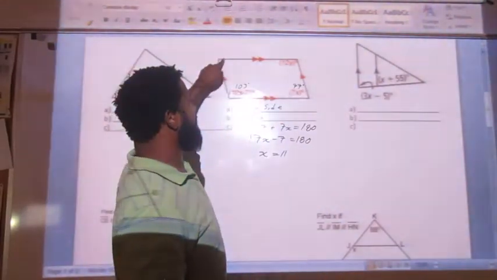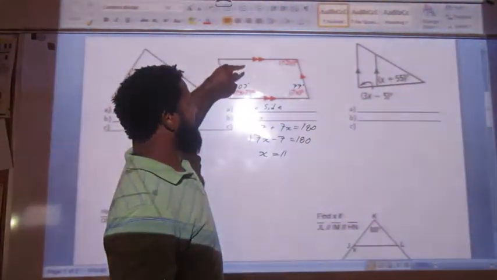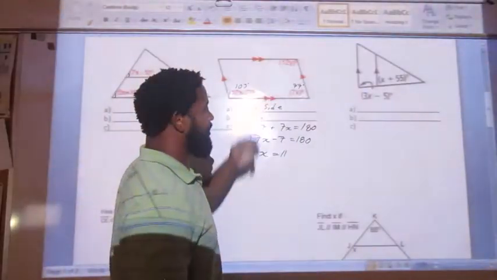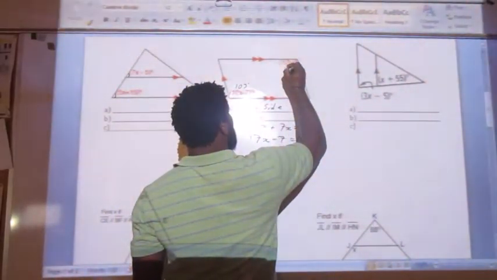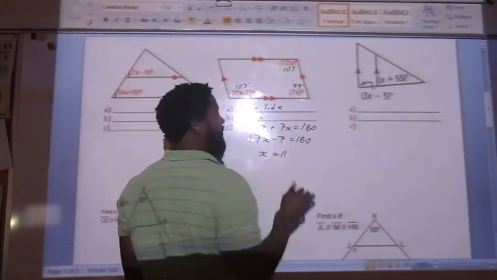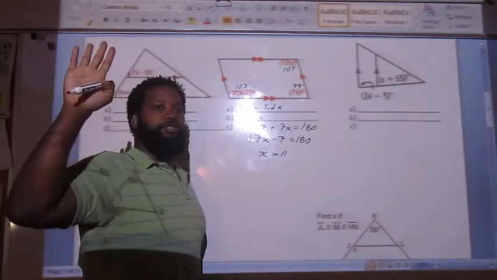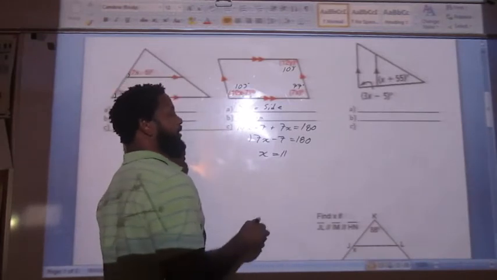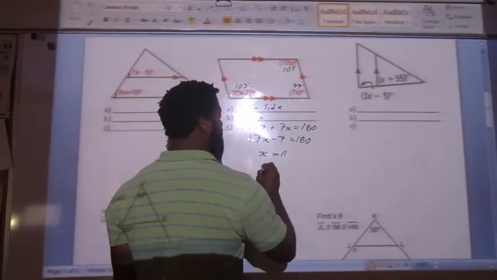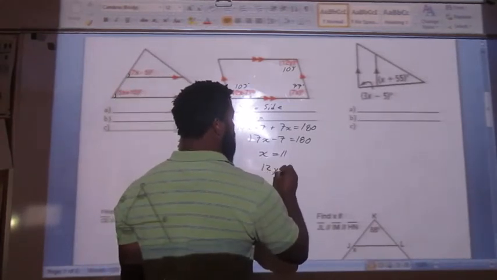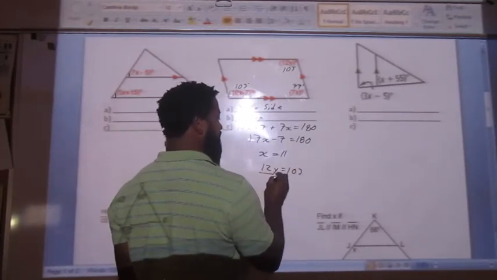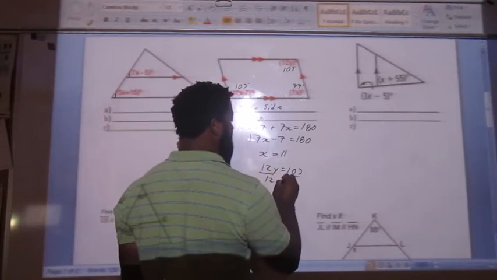Because if 77 is right here, then this is 77 right here. If this is 103 right here, then this is 103. They're bigger than the little small ones. Oh, so it's all about the corners. So in this type of situation, you have 12y equal to 103, right? Divide that 12 on the other side.